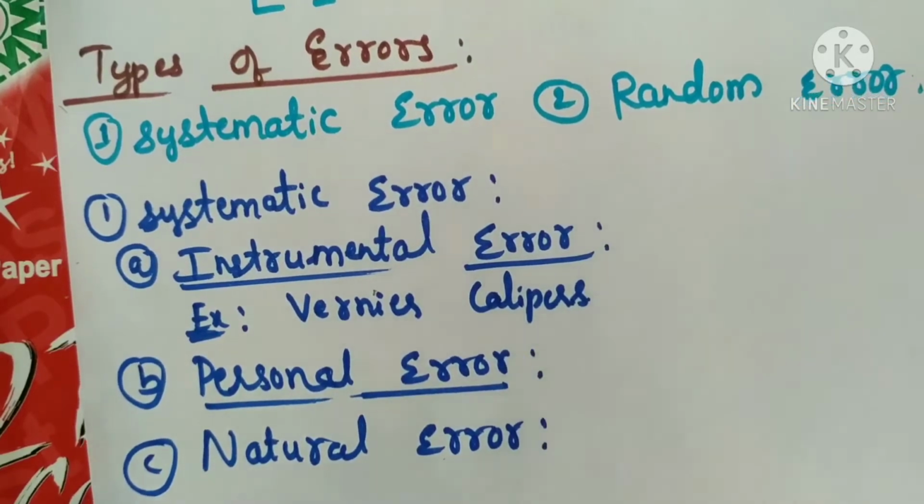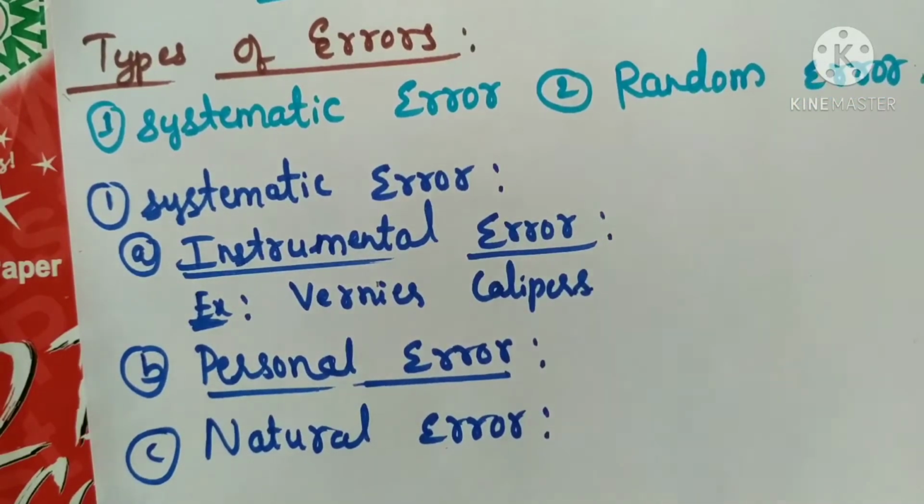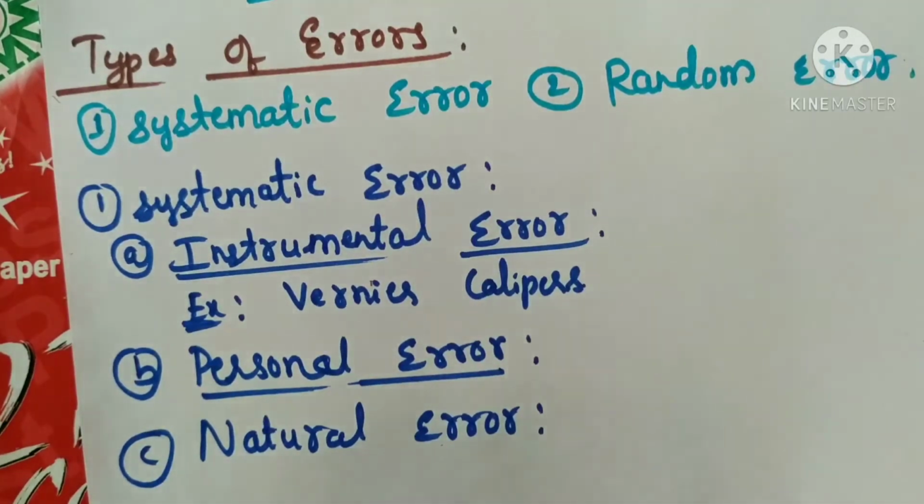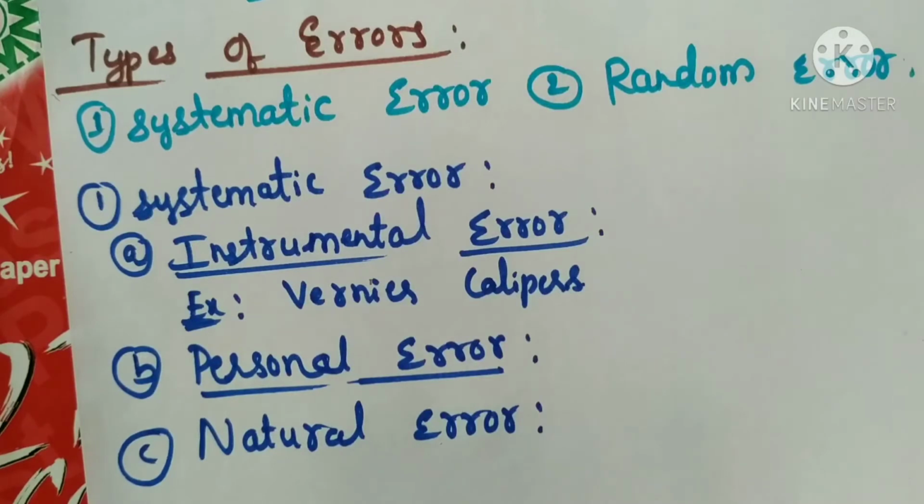For example, if you want to find the melting point of ice under normal pressure, we can easily find the melting point of ice. If the pressure changes, then what happens? The melting point also slightly varies.